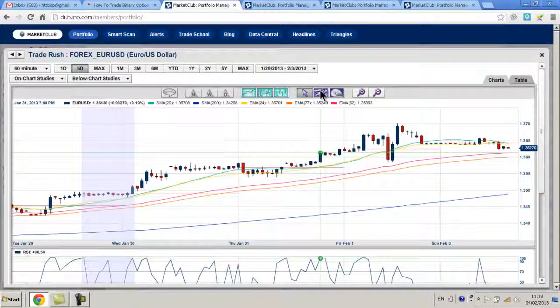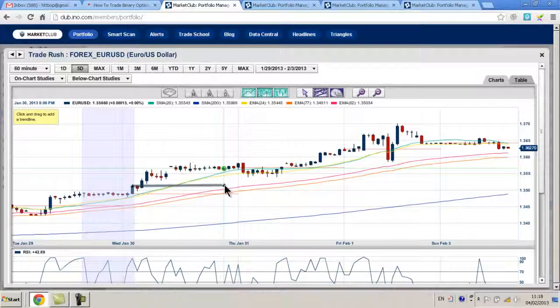Now there is a trend line here that you can draw. So I'm taking it from the highest point out. And I'm taking it from the lowest point out. You'll have to draw those lines straight.